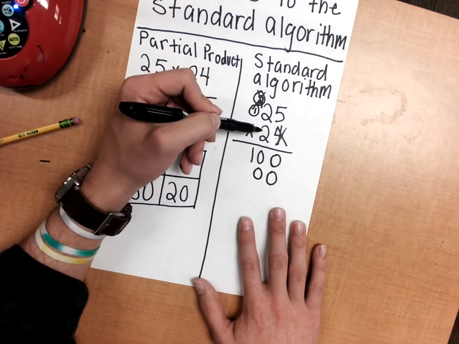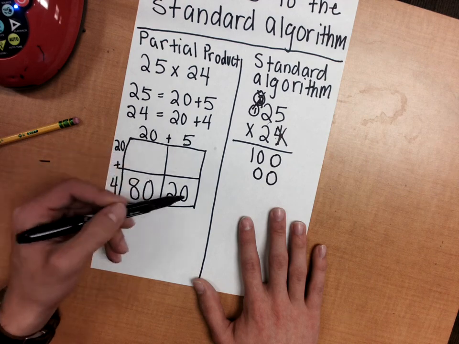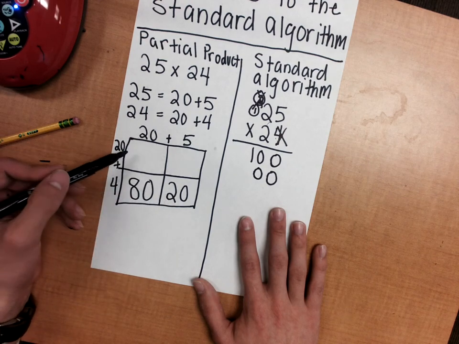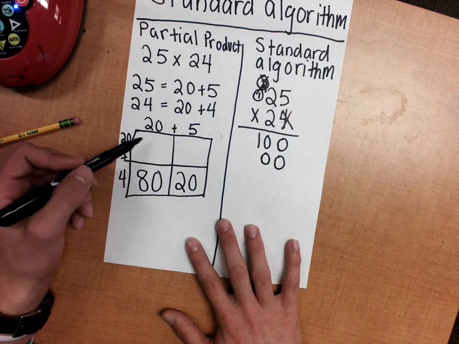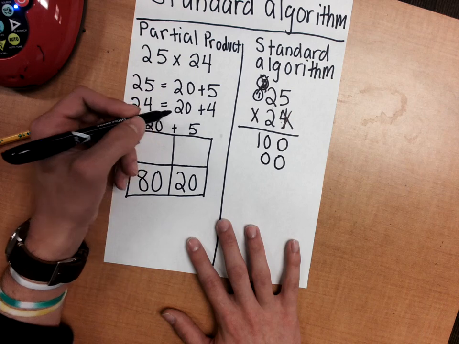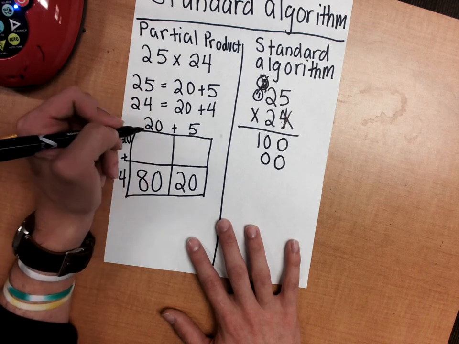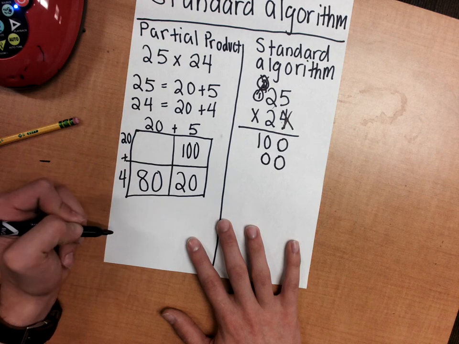Now this is really 20 times 5. And so I'm going to look for 20 times 5 in my partial products box. And I do have a 20 times 5. And I know 20 times 5 is 100. So I'm going to put a 100 right there.